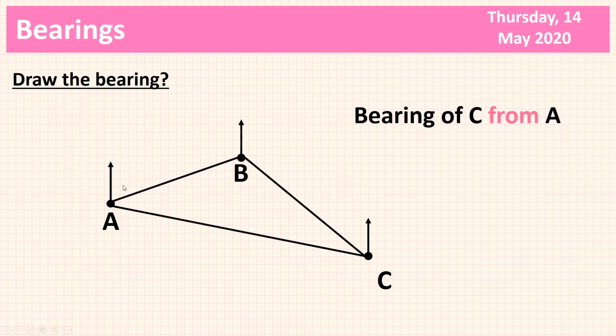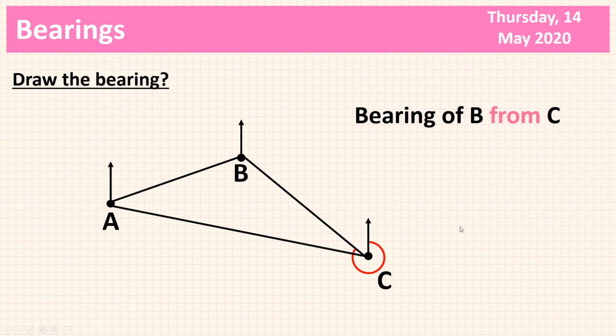Well, we would draw this over here. We're going to start at A because that's where we're coming from, and we're going to go clockwise till we get to C. And this angle in red would be the angle we'd need to take to get from A to C. So the bearing of C from A is this one because we're coming from A and we're going to C. What about B from C? Okay, we'd start at C, we'd go clockwise until we got to B.